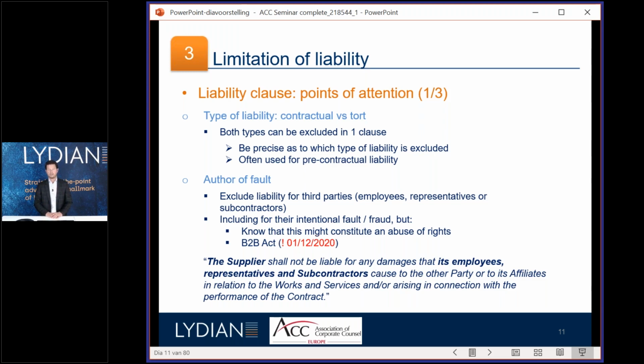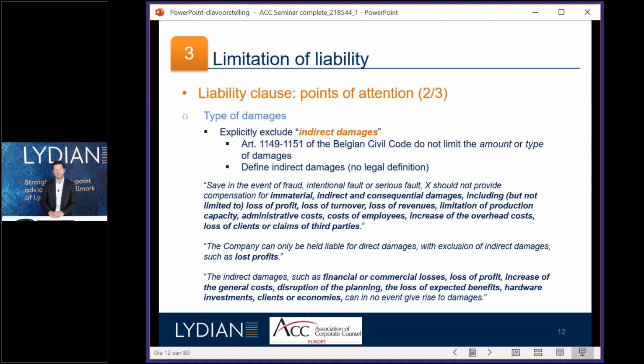And I also inserted a kind of example clause on the slide. What is really important is the type of damages that you want to exclude. For instance, in Belgium, indirect damages is not a legal concept. There's no definition in our civil code. So you not only have to address them in your agreement, but you also have to define them and determine what is considered as indirect damages, what you want to exclude.